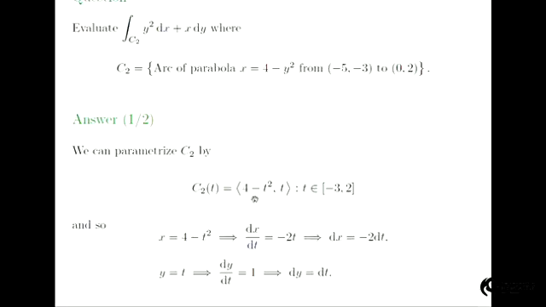Okay, so now that we have an x component and a y component, we just take the derivative of the first, which gives us dx/dt is minus 2t, and isolating for dx says dx is equal to minus 2 dt. This says y equals t, which means dy/dt is 1, which means dy is dt. So here are our substitutions. We're going to replace dx by minus 2 dt, dy by dt, and we're going to go from minus 3 to 2 in t.